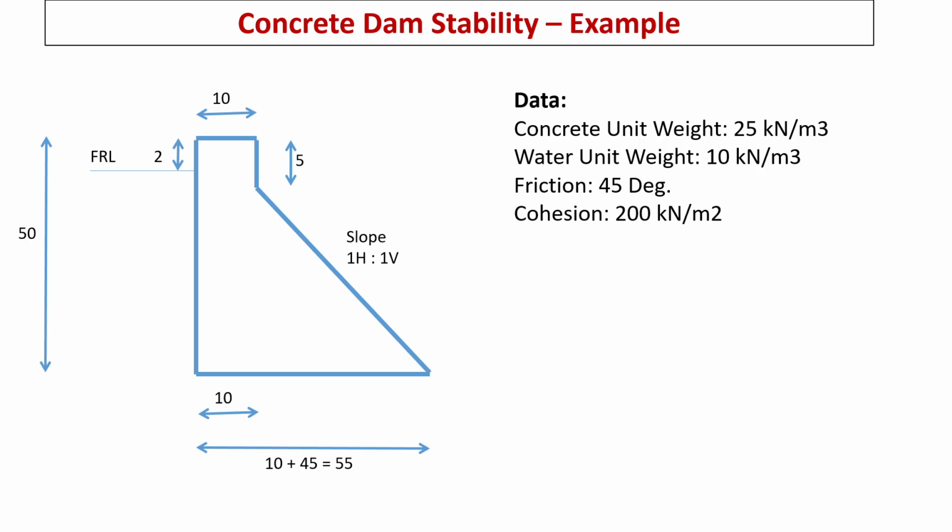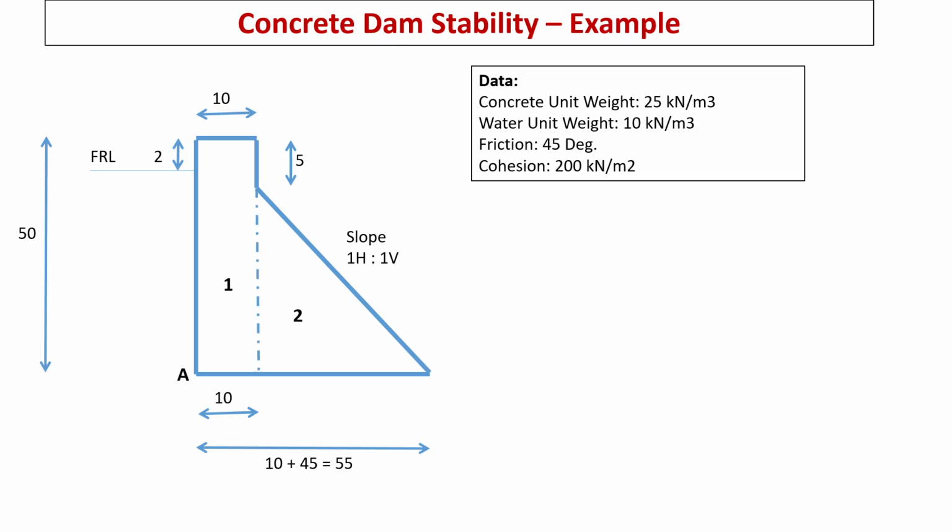Let us start with the analysis. First is to estimate weight. Then there are moments about either toe or heel. If you do it about any point, the stresses will come out the same. For this problem, we will take moments about the heel, that is point A. Dam body geometries are irregular depending on the complex shapes. For easy calculation, we have to divide into a number of small or easy segments.